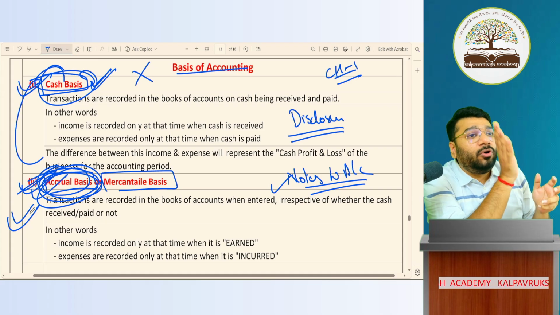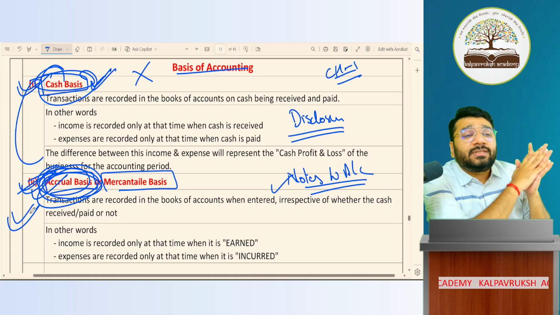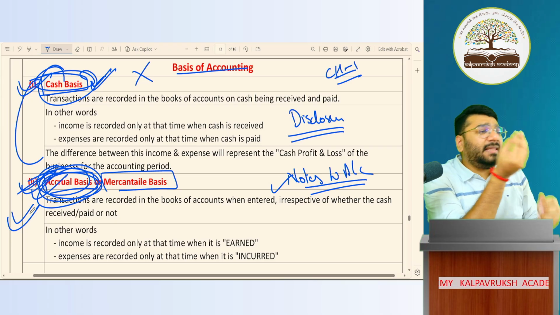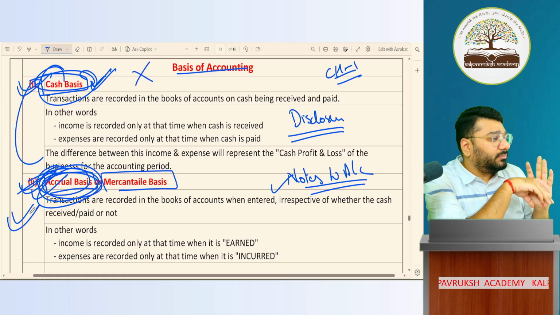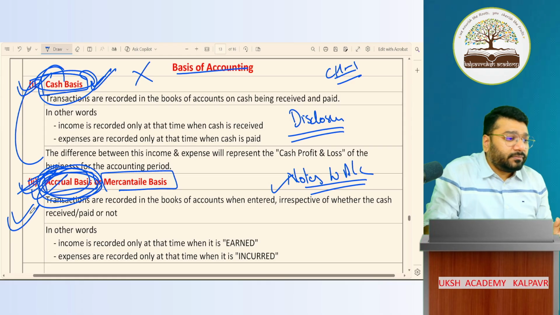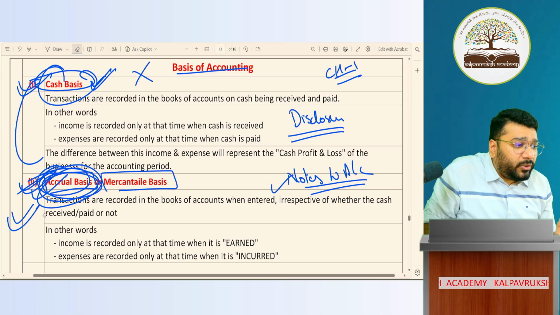Cash basis accounts we don't prepare, hence it is not there in your syllabus. Got it, not got it. But here and there, a small sum can be asked, so we should know both. So are you ready? Can we do it? Okay. Now what is cash basis of accounting?